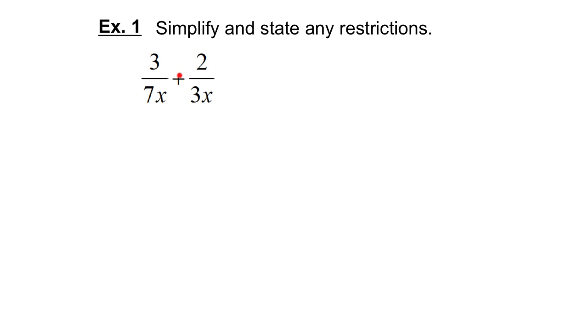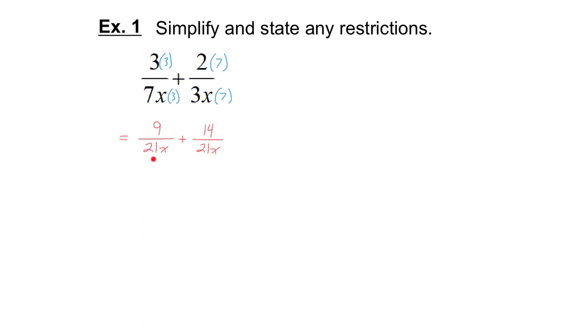When I'm adding fractions, I have to have a common denominator. Well, I notice I don't have a common denominator. So what do I have to do? How can I manipulate these so that they are the same value in the denominator? Well, I'm going to use that same trick from the warm-up. If I multiply this denominator by 3 and this denominator by 7, I'll end up with 21x as the denominator in both fractions. And I have to do the same thing to each numerator, and I end up with 9 over 21x plus 14 over 21x.